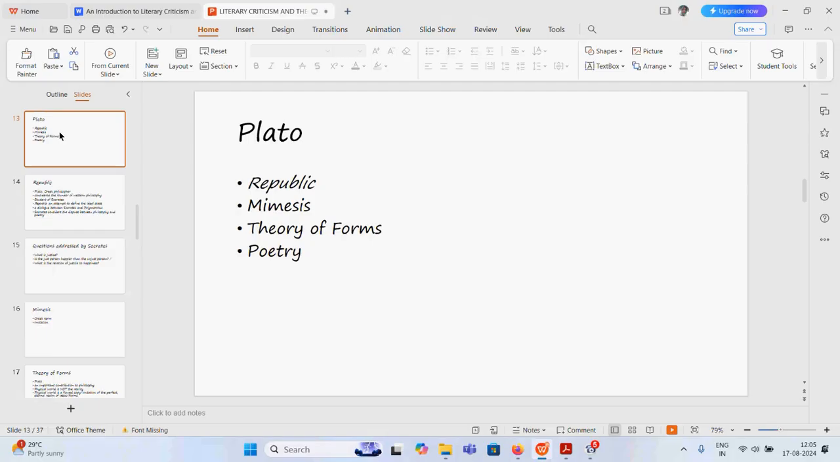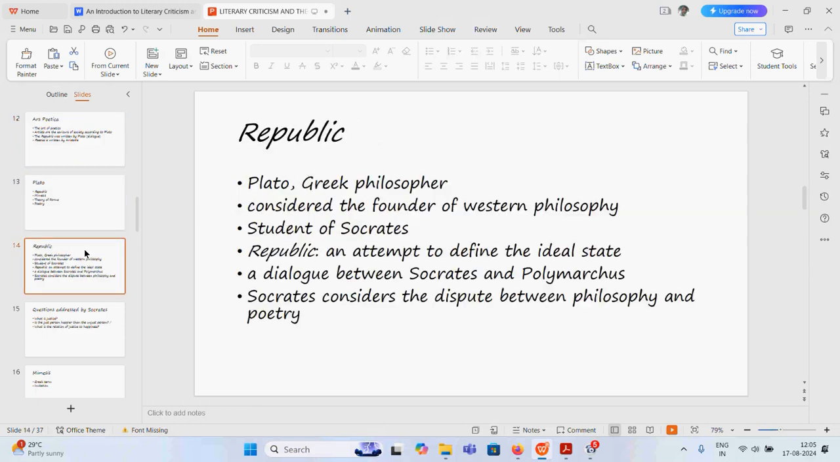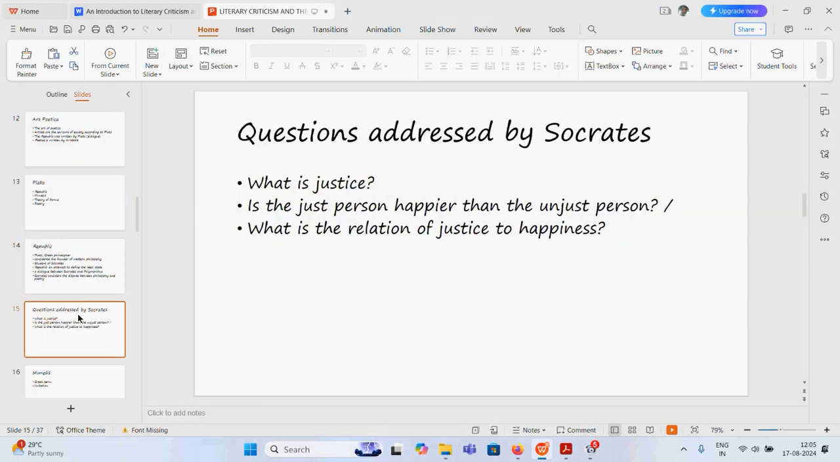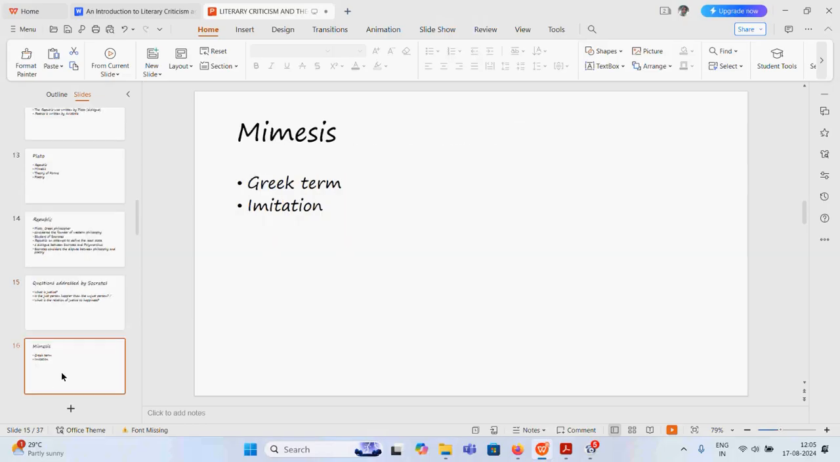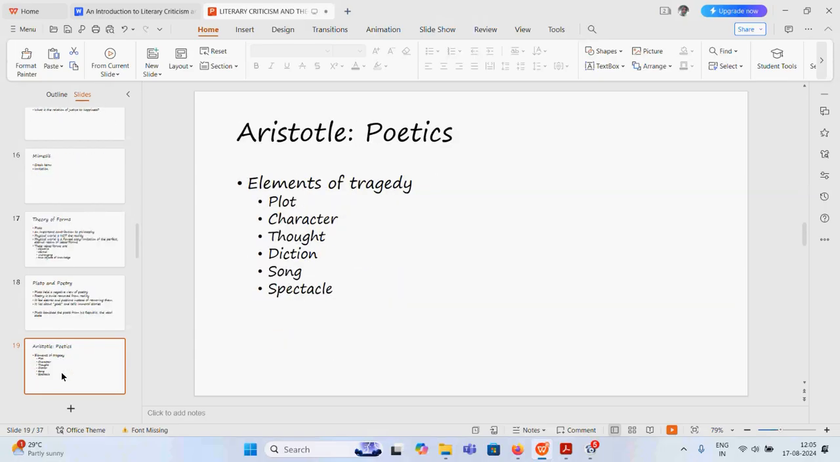Ideas revolving around Plato that are a part of your syllabus. These are all that we have discussed so far. Apart from having a look at what is literary criticism, what is literary theory, we also looked at Plato and his contribution to criticism.